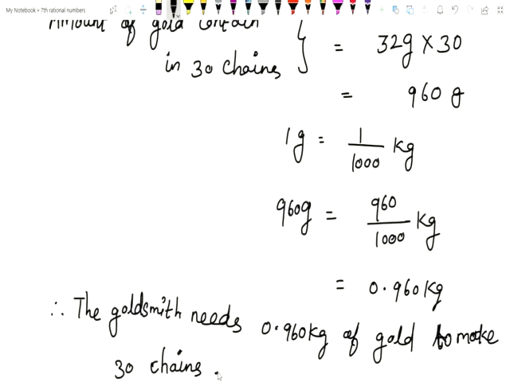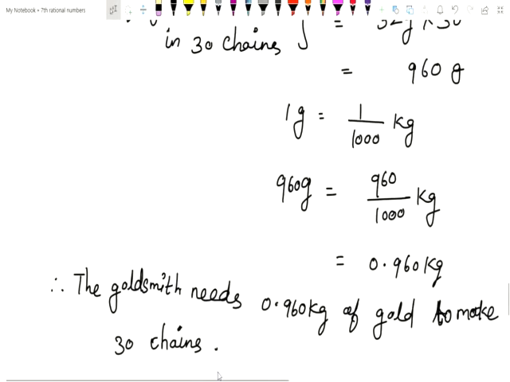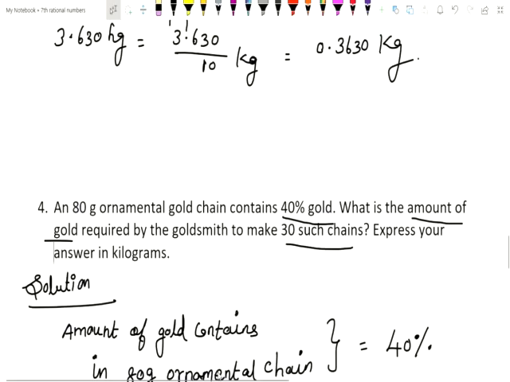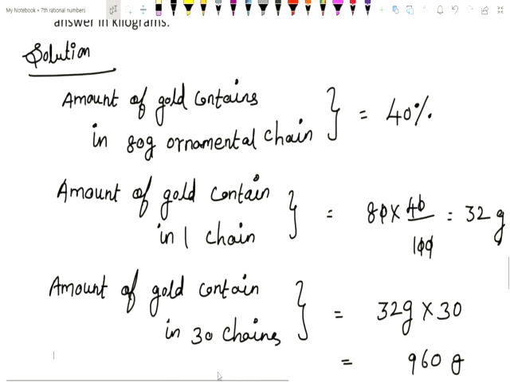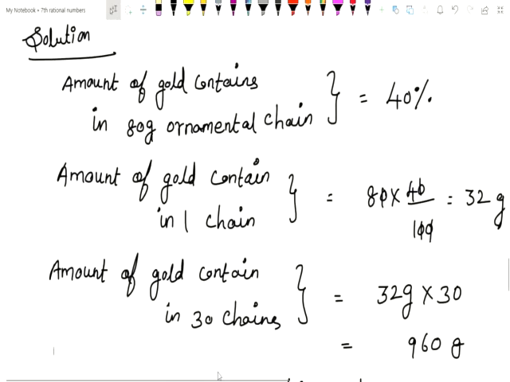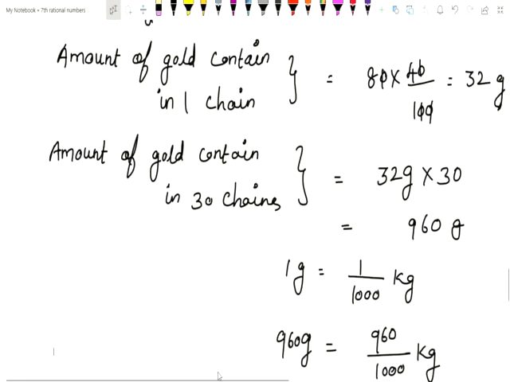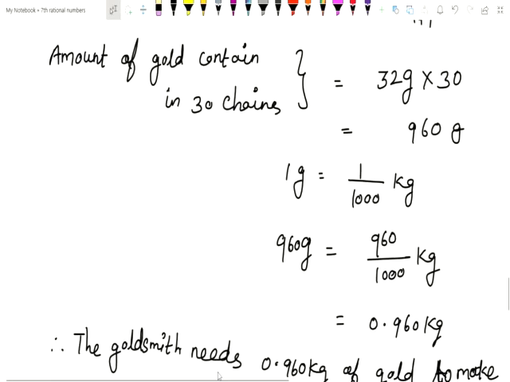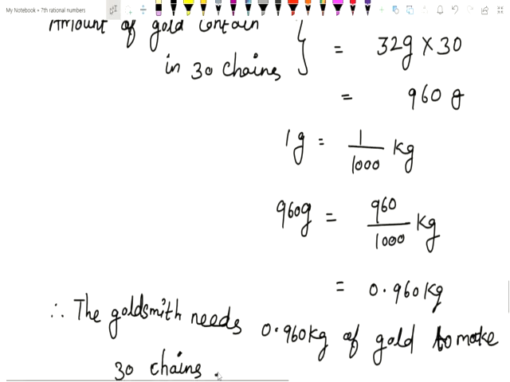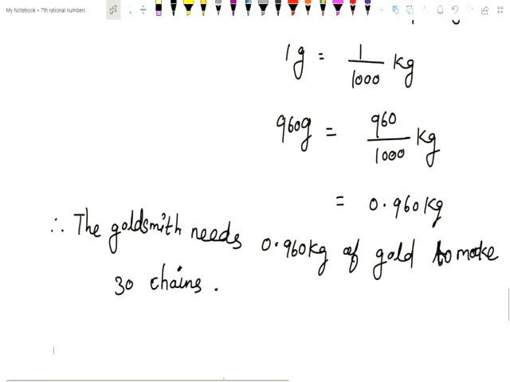Do you understand children? I repeat this. The amount of gold contained in an 80-gram ornamental chain equals 40%. So we need to find the amount of gold contained in one chain. So 80 into 40 by 100, you will get 32 gram. We need to find out for 30 chains, so we should multiply. 32 into 30 you get 960 gram. That gram we need to convert into kilogram. So 960 by 1000 you will get 0.960 kilogram. Okay. You understand children? Thank you children.